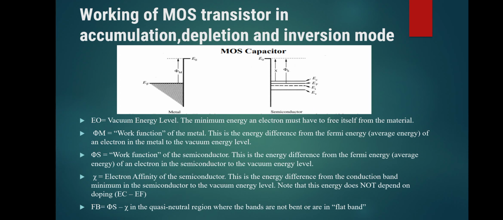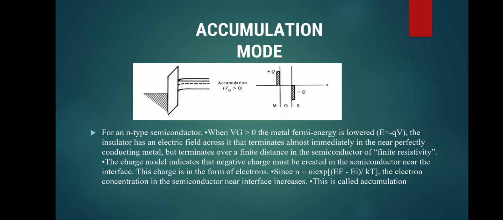Now let us see what happens in accumulation mode. In accumulation mode, Vg is greater than 0. For an n-type semiconductor, when Vg is greater than 0, the metal Fermi energy is lowered. The insulator has an electric field across it that terminates almost immediately in the near perfectly conducting metal, but terminates over a finite distance in the semiconductor of finite resistivity. The charge model indicates that negative charge must be created in the semiconductor near the interface.